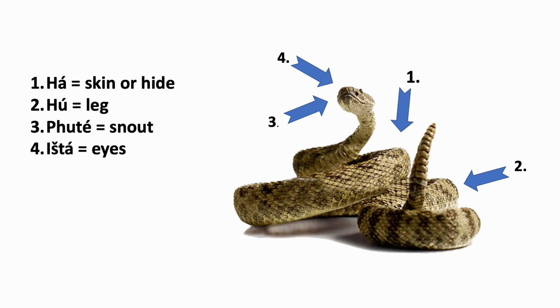We can talk about the pute, the snout. We talked about ears before, so you can put ears in here too, but we're going to add in ishta, the eyes. So that's going to be our sequence. As we go around from 1, 2, 3, 4, we have ha, hu, pute, ishta. So very basic, very simple. It shouldn't take very long to describe a snake.